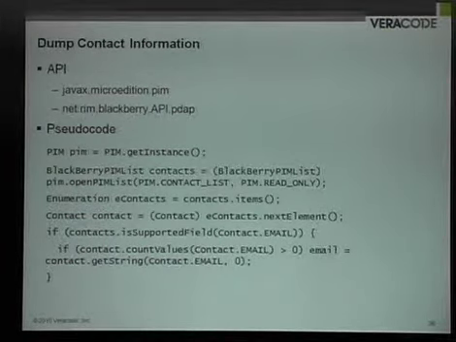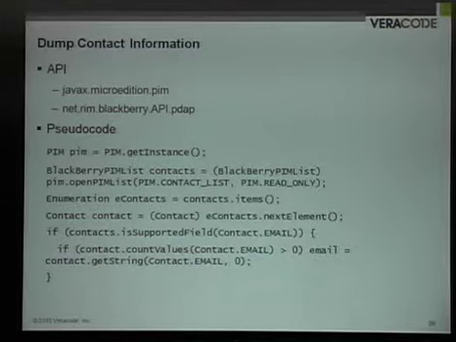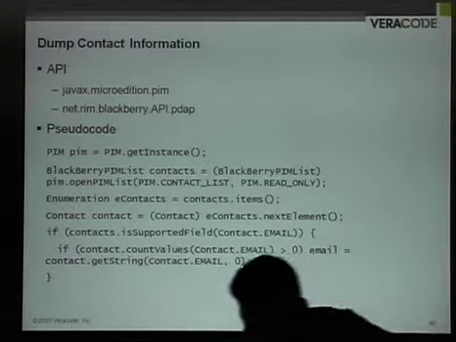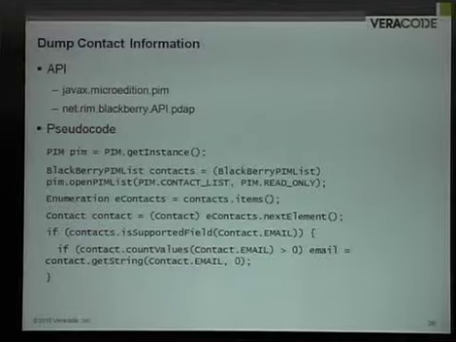And using these APIs, we get an instance of the PIM, which is the Information Manager, and then an object that holds the contact list in read-only mode. And we enumerate through the items in the contact list and, if the field is something we're interested in, we then send that field to our exfiltration method and send the data outbound. Pretty straightforward.